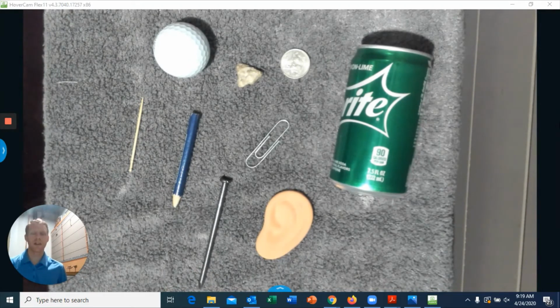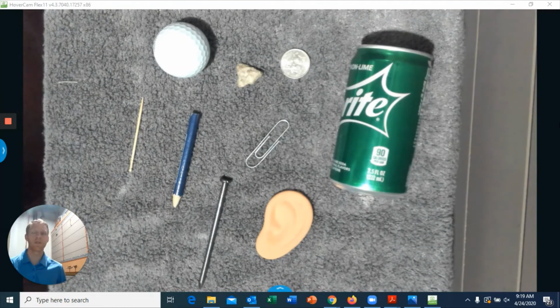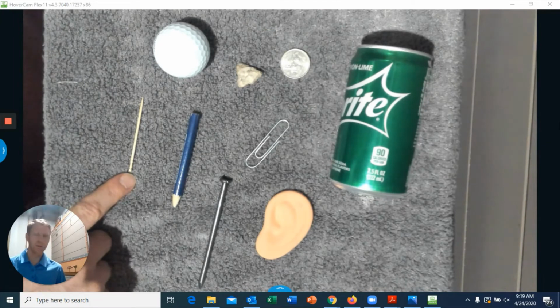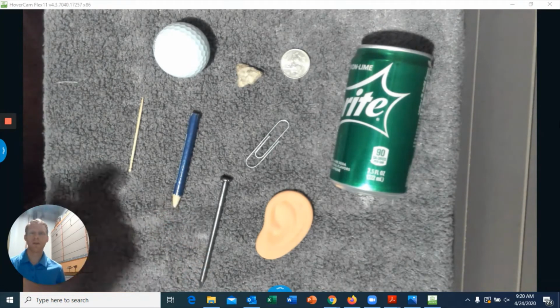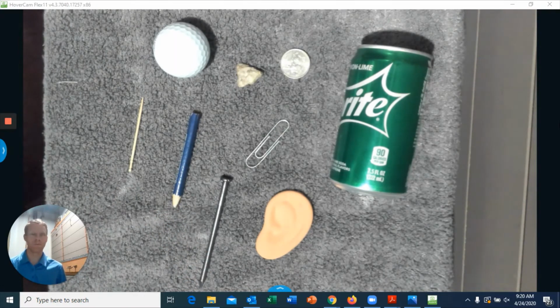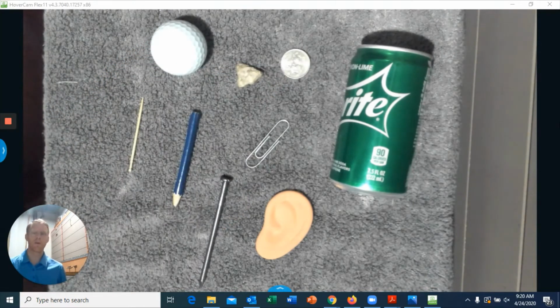So the first property of matter I want to look at is its shape. Do any of these objects look similar in shape to you? To me, the toothpick, the pencil, and the nail all have a similar shape. They're all long and skinny. The golf ball and the quarter are both round. The other objects don't seem to have too much in common in terms of their shape, so I don't think that we can group them together for this property.